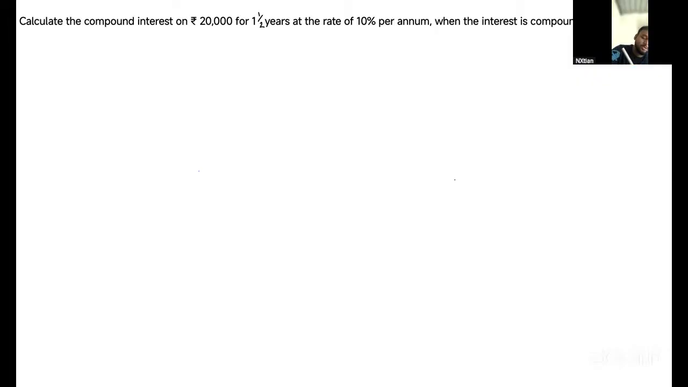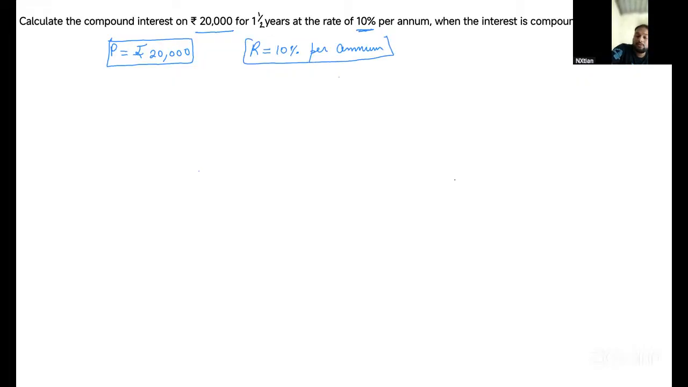Okay. So we have to calculate the compound interest in which the borrowed amount is 20,000. So 20,000 will be considered as the principal. Did you understand? Now the rate is 10%, so rate is 10% per annum. Did you understand? Yes or no? And it is said that it is compounded semi-annually.